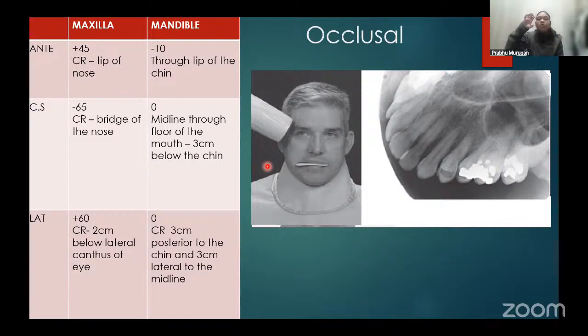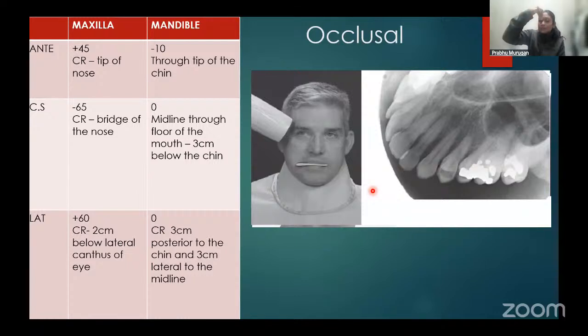So we'll move the cone towards the region of interest at an angle plus 60 degrees, and it is 2 centimeters below the lateral canthus of the eye. This is the lateral canthus of the eye, so it is 2 centimeters below the lateral canthus of the eye. That is the place where your central beam will pass through and hit on the X-ray film. Okay, so this is your lateral maxillary projection. Remember, there are 3 projections: anterior maxillary projection is plus 45, cross-sectional is plus 65, and the lateral is plus 60 with 2 centimeters below your lateral canthus of the eye.